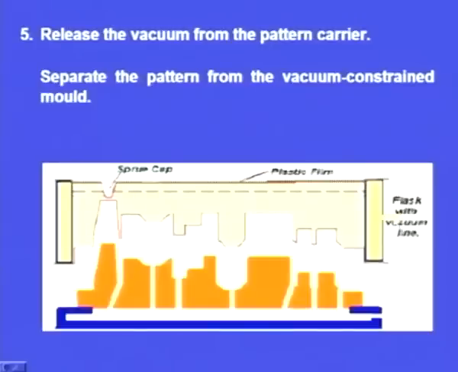But this vacuum which we have applied through the pattern carrier, we are releasing. When we release this vacuum, the pattern is free from this polymer sheet. Here we can see the polymer sheet, the red colored one. Now, you separate the pattern from the vacuum constrained mold. We can separate it. Yes, it is separated now.